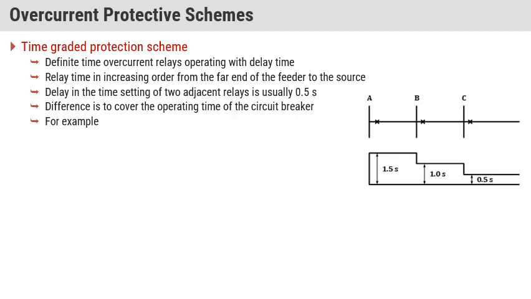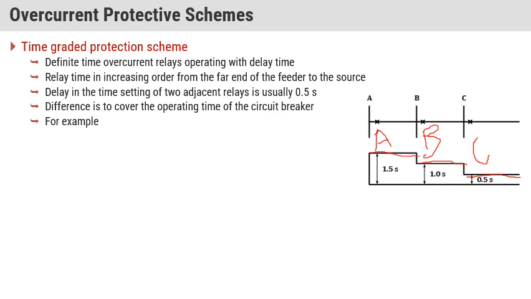For example, this is a radial system in which we have three bus bars A, B, C, and three circuit breakers. We name this circuit breaker A, this one B, and this one C. What is the operating time of each circuit breaker? This one has an operating time of 0.5 second, this one has 1 second, and this one will have 1.5 seconds.